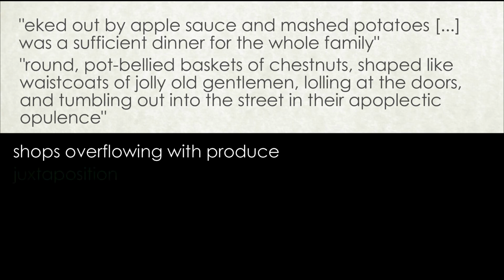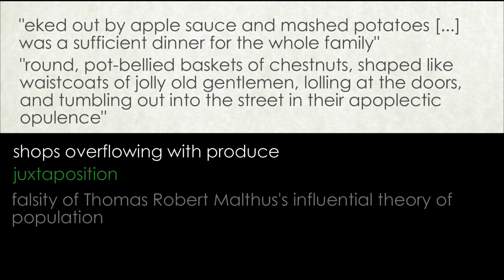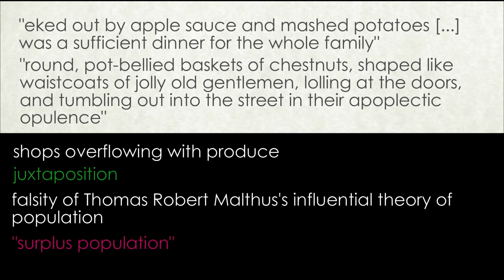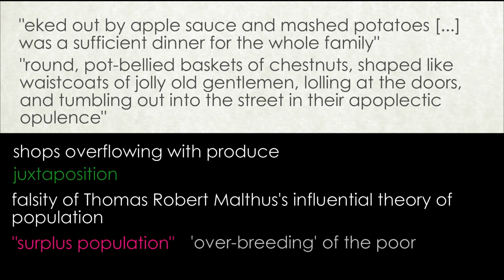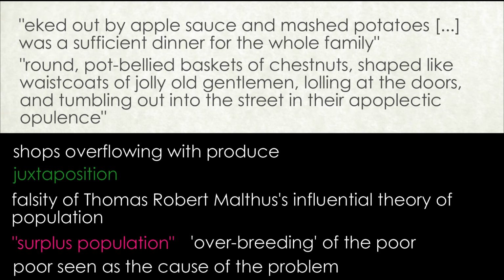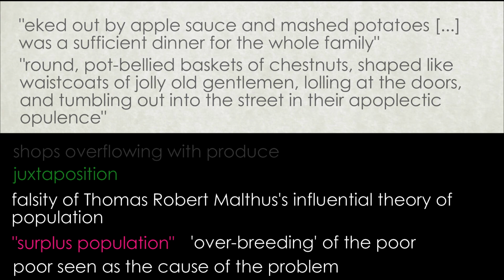This juxtaposition demonstrates what Dickens believed to be the falsity of the influential theory of population promoted by Thomas Robert Malthus, which only served to increase the troubles of the poor. The belief that there was a surplus population caused by the overbreeding of the poor, leading to insufficient food, meant that the poor were treated harshly and without compassion. They were seen as the cause of the problem, and it was deemed appropriate for them to die as a means of population control.